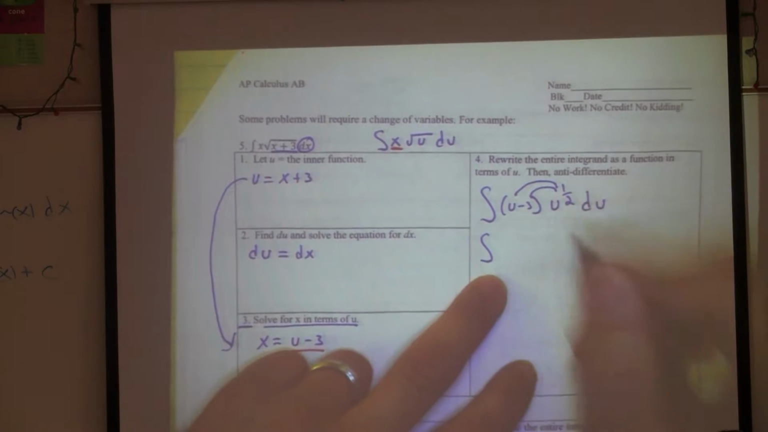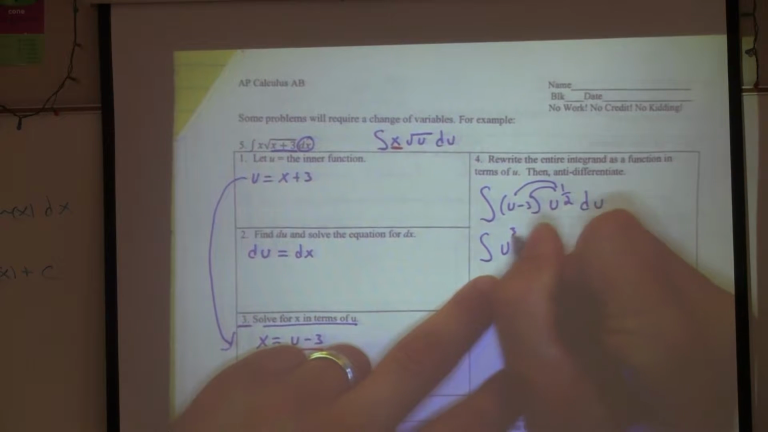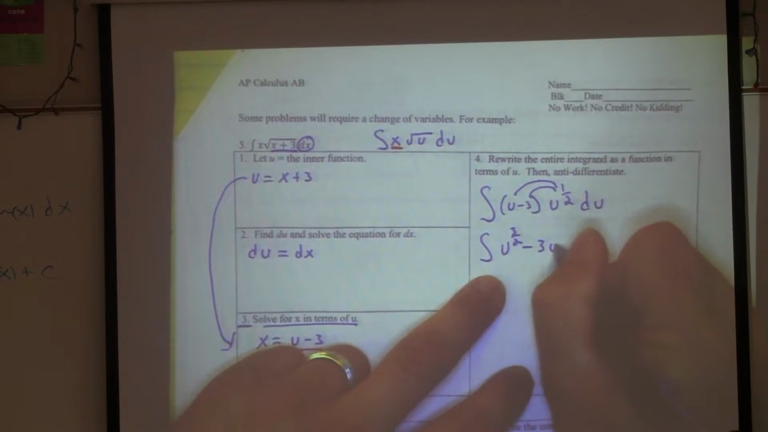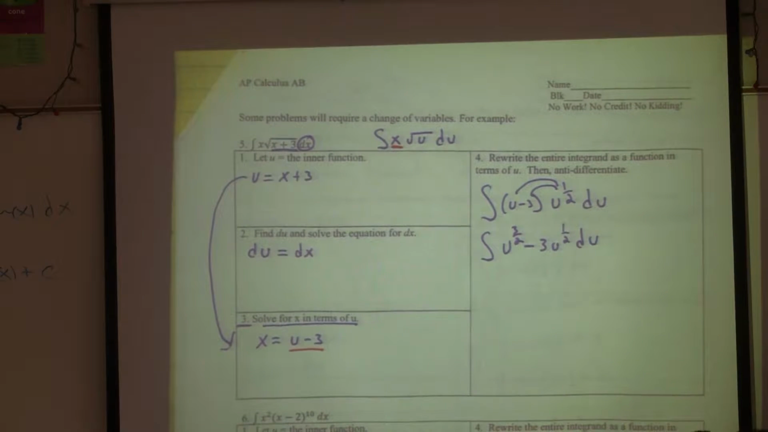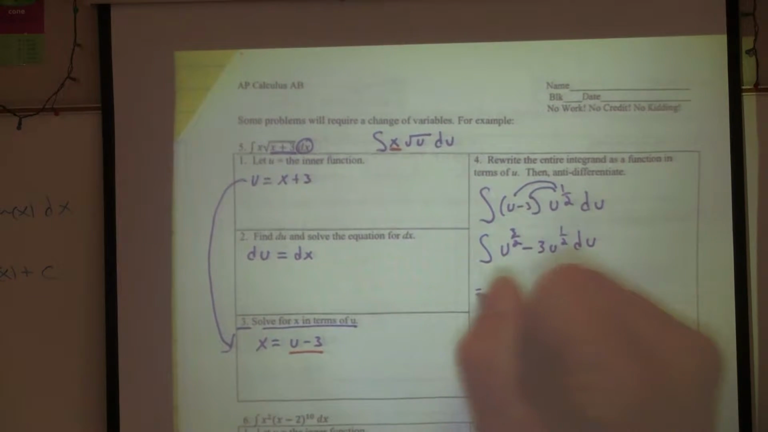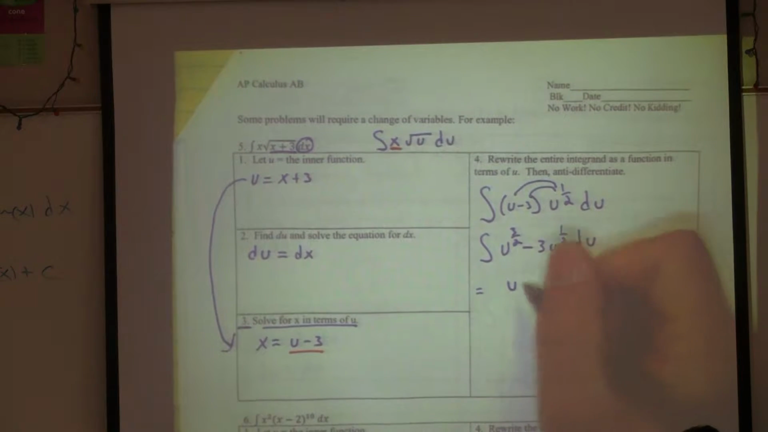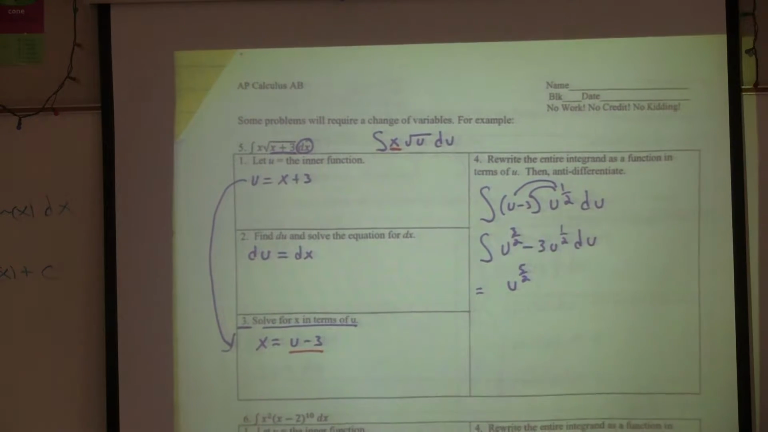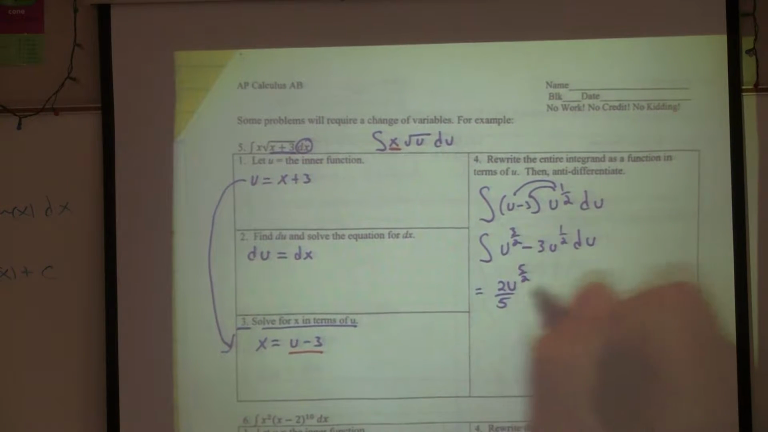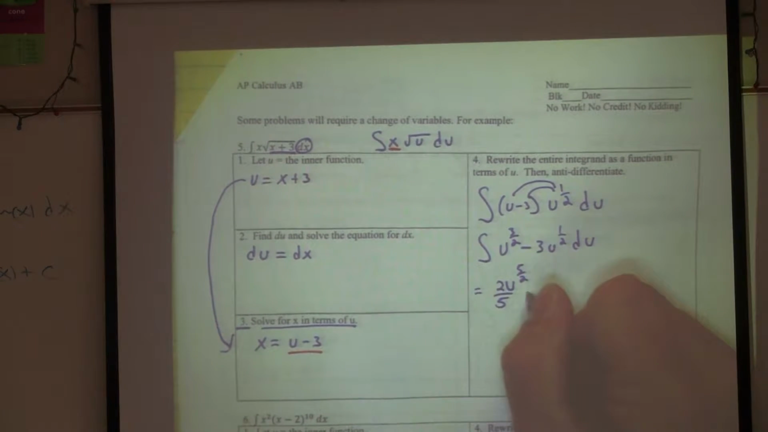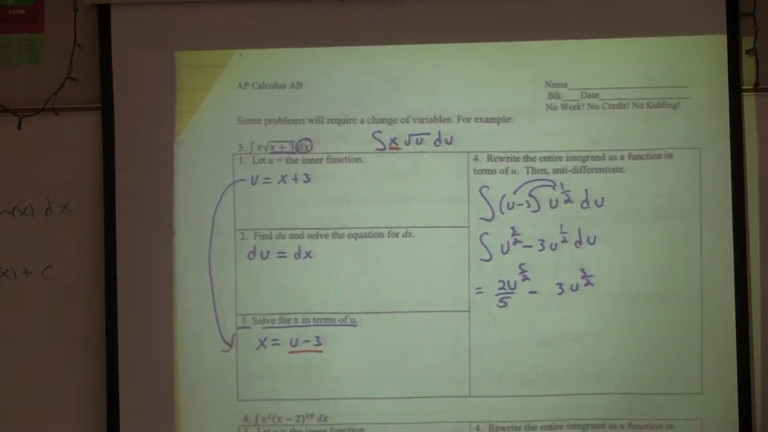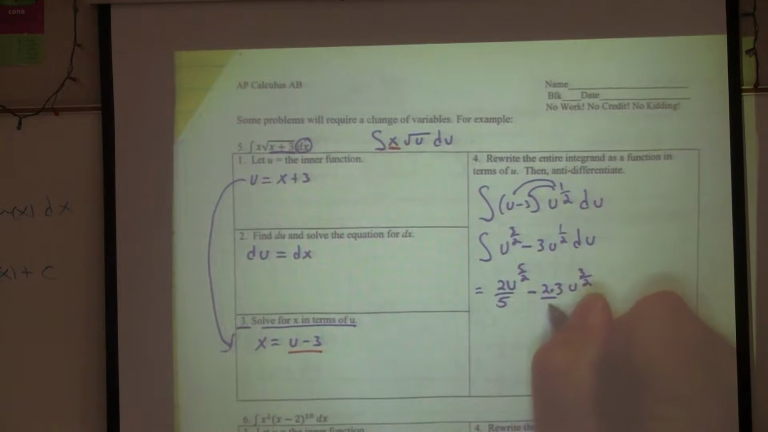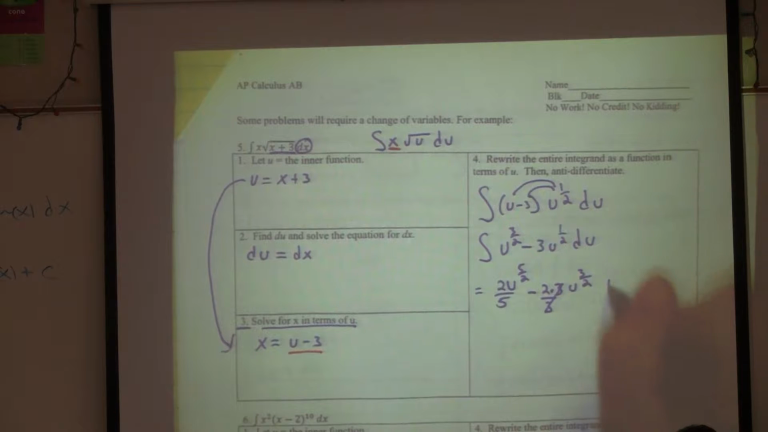So u to the half times u is u to the 3 over 2, minus 3u to the half. We still haven't integrated, we're just rewriting the problem so I can integrate. And now it's a simple problem, a little polynomial. What do we get? You add one to the exponent: u to the 5 over 2 times 2 over 5, minus 3u to the 3 over 2 times 2 over 3, the 3's will go away, plus what?